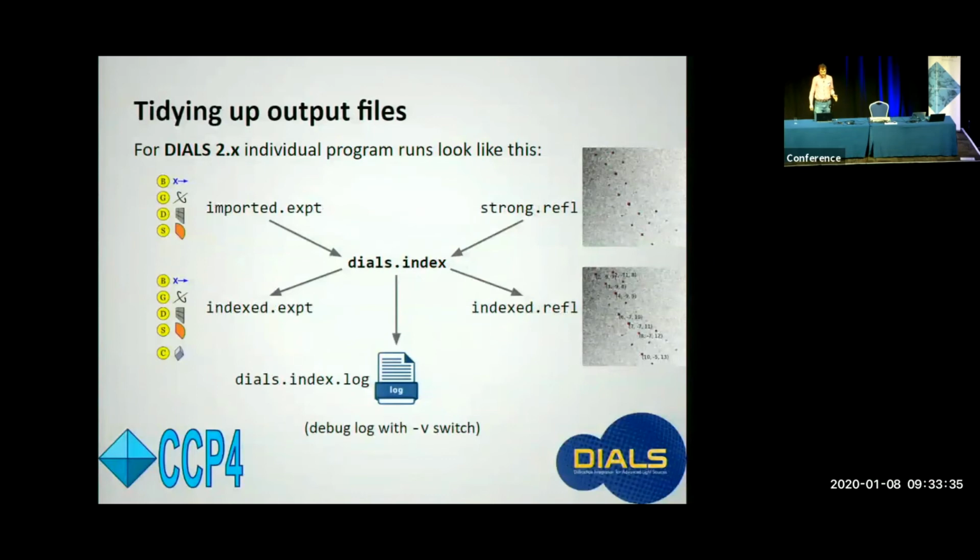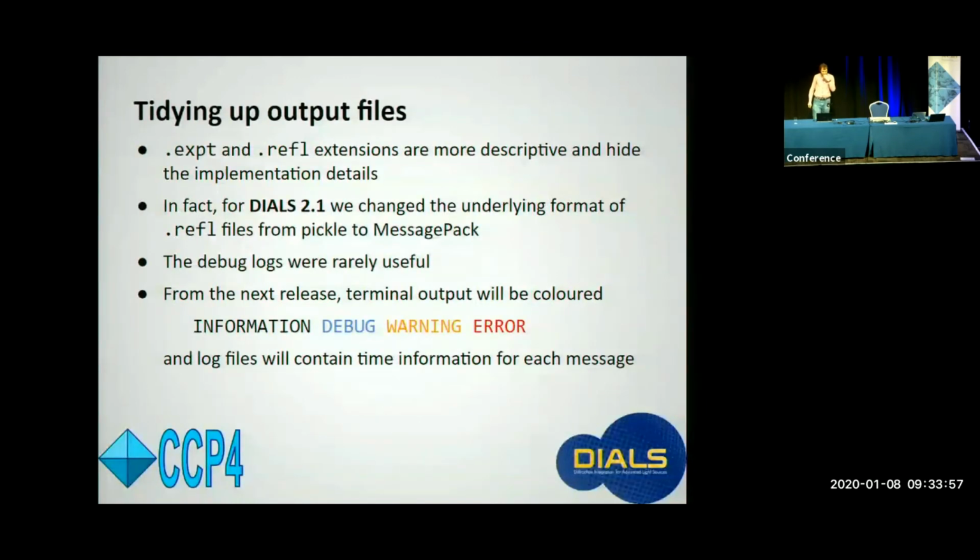Yes, it's the same type of file, which makes it much easier for developers. We've also renamed the output files for the reflections, so a .refl file. And we spit out a much smaller log file, which is friendlier to work with. You can still get the long file if you pass the -v switch to the program. So the new extensions are more descriptive, more useful, less confusing, and they hide the implementation details.